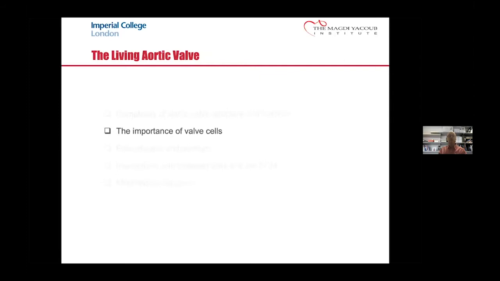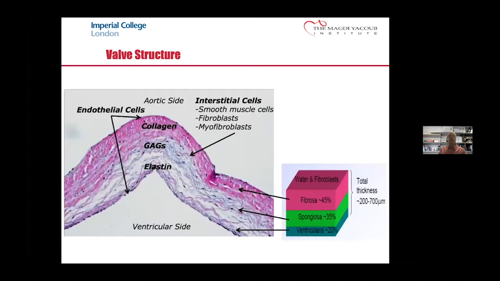So if we move on and look at some of the cells that can be found in heart valves and understand a little bit about what their function may be and why they're important to the structure and to the durability and longevity of the valve cusp. A valve cusp has a very characteristic tri-layered structure where you have a ventricularis, which has mainly elastin in it, spongiosa with the glycosaminoglycans, and collagen-rich fibrosa. And both sides are covered, as is the whole of the vascular system, with a continuous layer of endothelial cells.